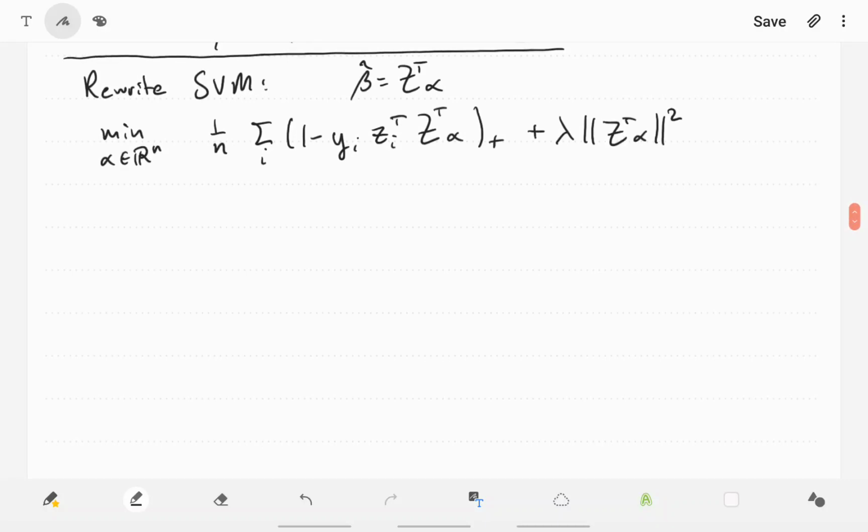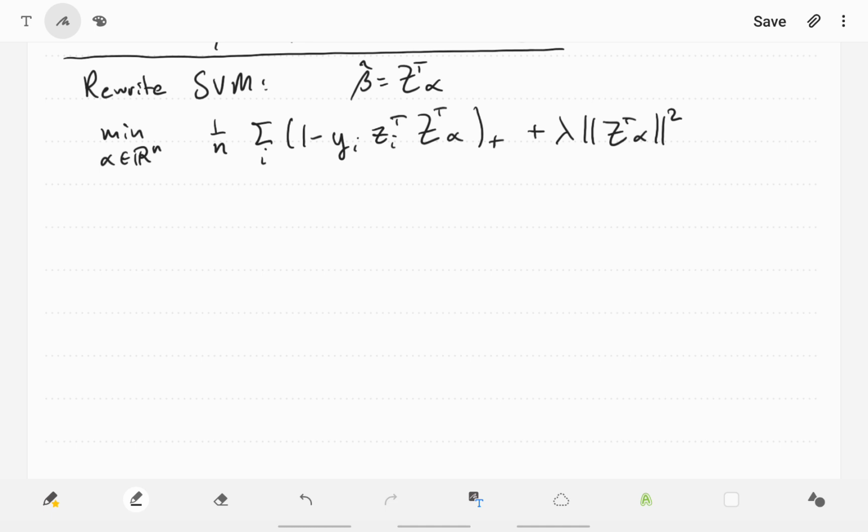The interesting thing about this is that, first of all, very little actually depended on the details of the support vector machines. We required a hinge loss, and we required a loss that only depended on zi transpose beta. So that's actually quite a general form. Let's write it out as a general form, and then we'll see what this has to do with kernels.